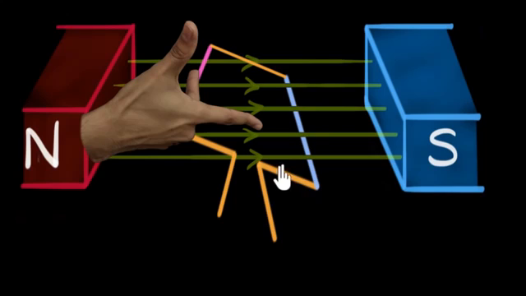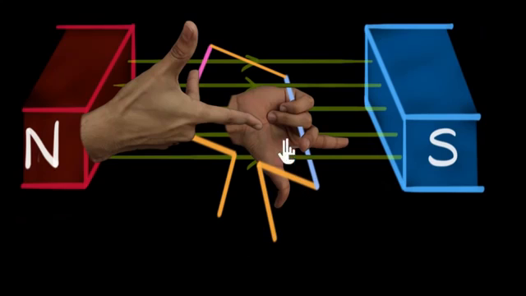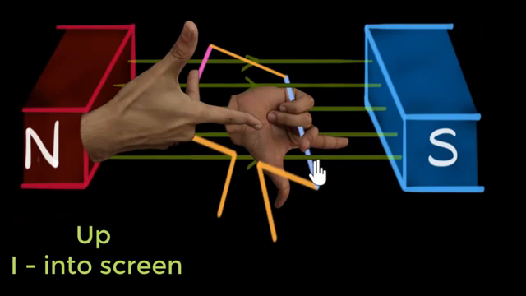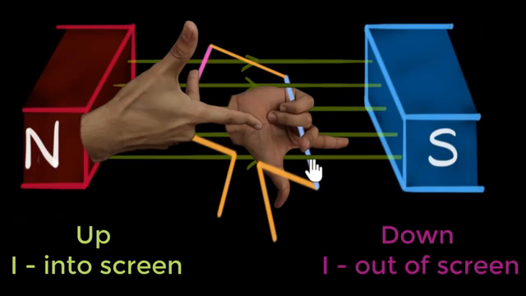Similarly, the blue wire is moving downwards. So the thumb will be pointing down, the forefinger will still be pointing to the right. And so if we arrange our right hand over here, it will look like this. The middle finger is pointing out of the screen. That means the current in the blue wire will be coming out of the screen. So what we have seen is if a wire is moving upwards over here, then the current will be into the screen. And if the wire is moving downwards, then the current will be out of the screen. Remember, this will be important.